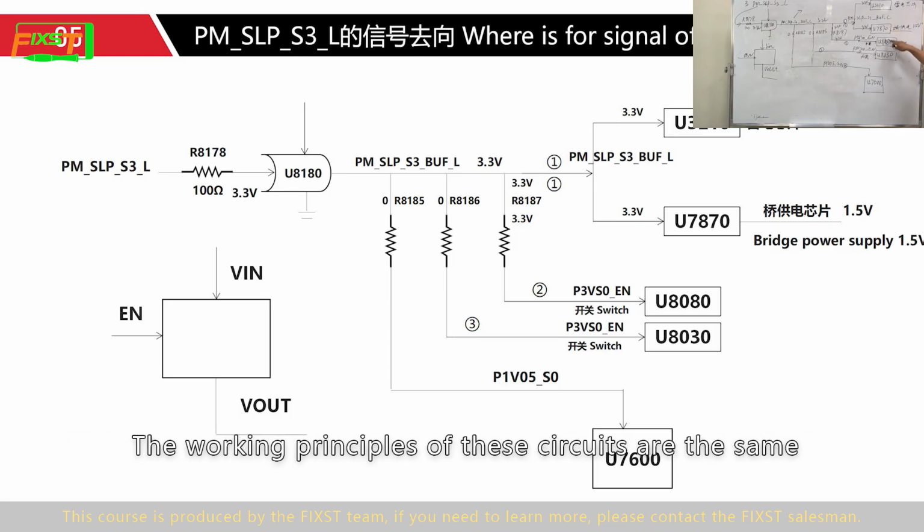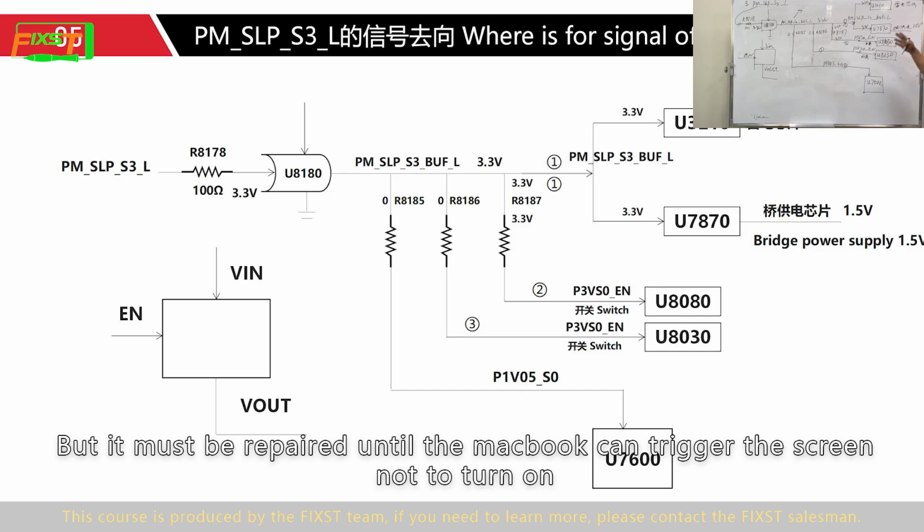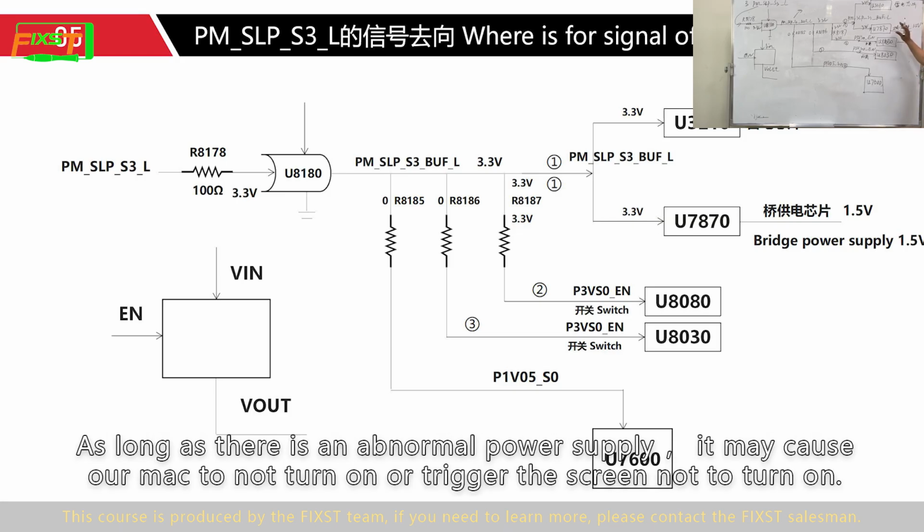The working principles of this circuit are the same. It's the same as long as we fix any one. But it must be repaired until the MacBook can trigger the screen to turn on. At this time, we have to find these power supply ICs. As long as there is an abnormal power supply, it may cause our Mac not to turn on and trigger the screen not to turn on.